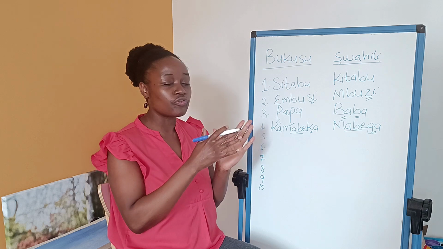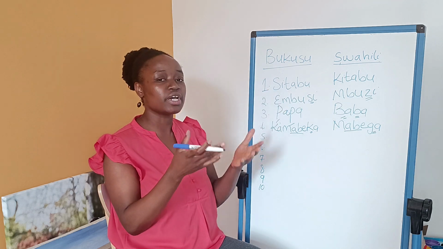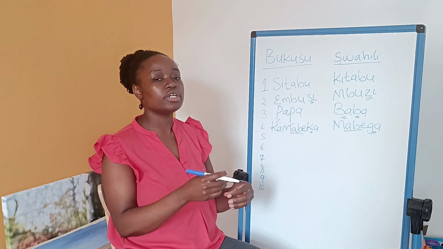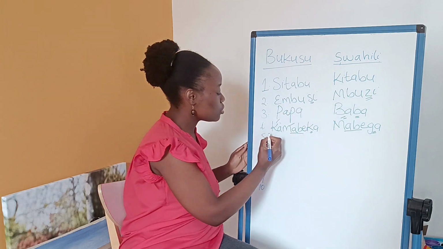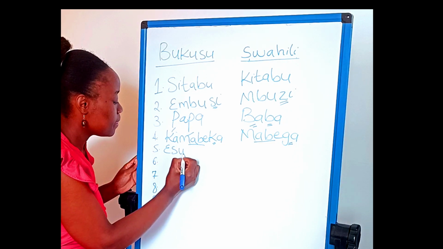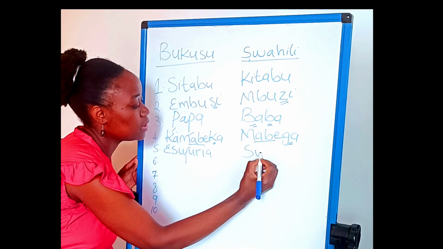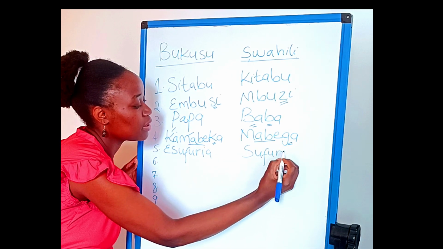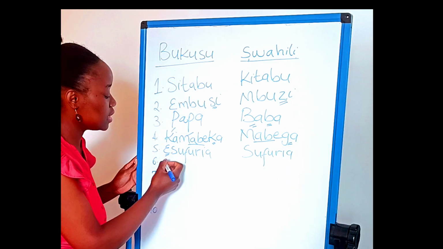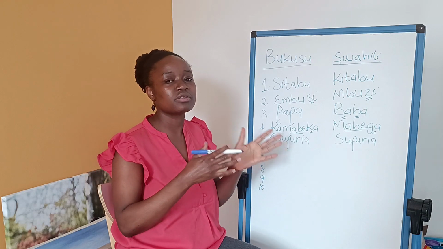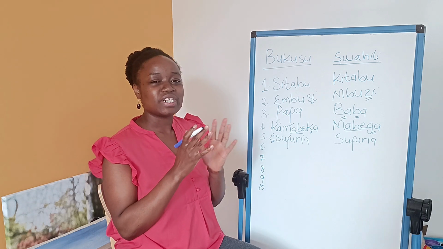The fifth vocabulary I have for you is a cooking pan or a cooking pot. We call it esufuria in Bukusu, esufuria embofu, a big cooking pot. And in Swahili, we call it sufuria. So, esufuria, and here is sufuria, okay? They just added E and then it becomes esufuria, and then the pronunciation is also different. Sufuria, esufuria.